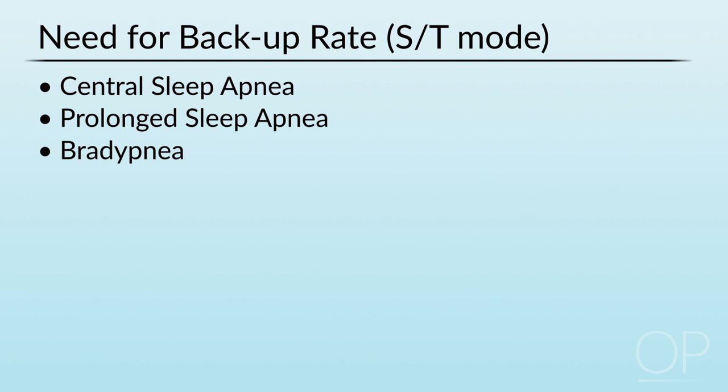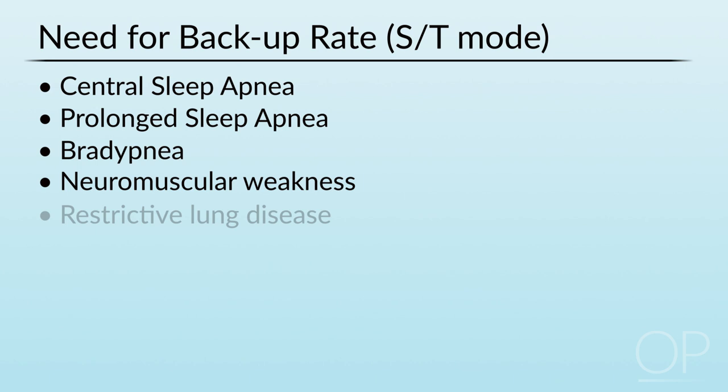So those are the patients you need to use a backup rate. In patients with neuromuscular weakness, they are just so tachypneic, taking such shallow respirations, that they are ineffective in ventilating. In that situation, giving them a backup rate, they tend to ride the ventilator and maintain their gas exchange. If somebody has a restrictive lung component, a backup rate may also be not a bad idea, because the inspiratory effort may be so shallow that it may not trigger a BiPAP.